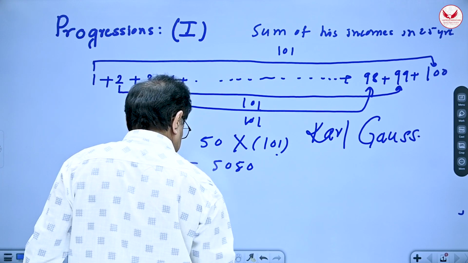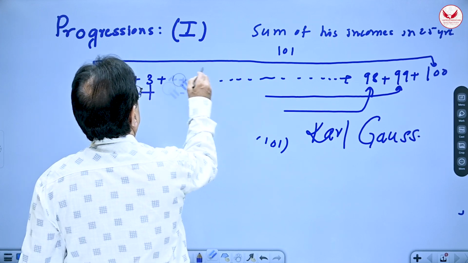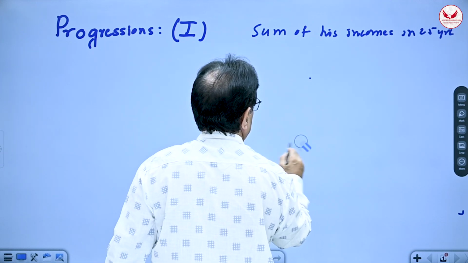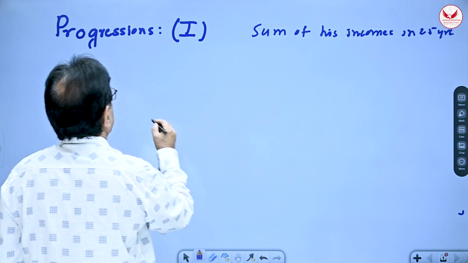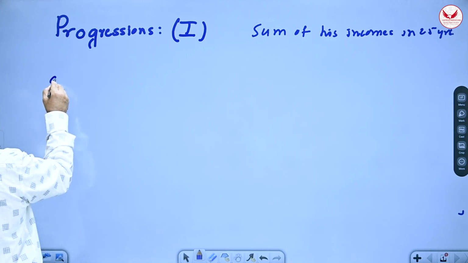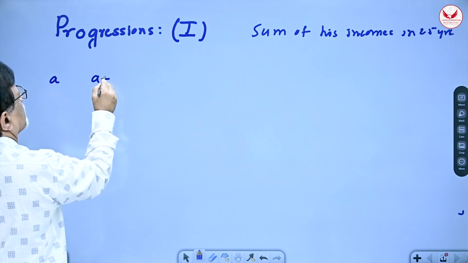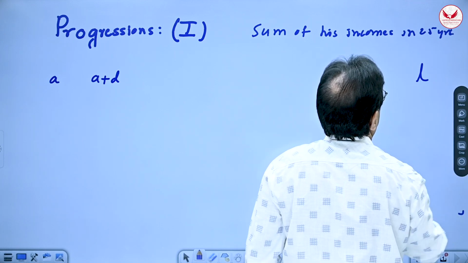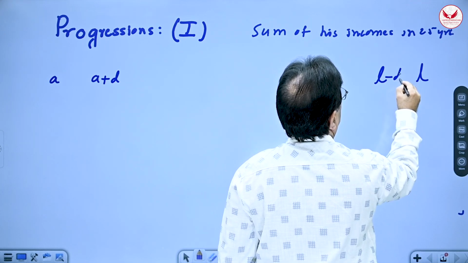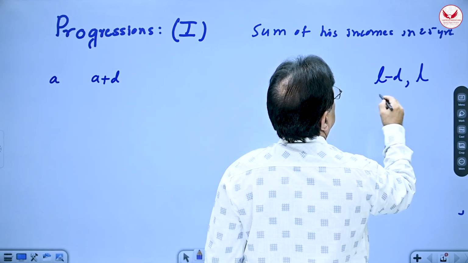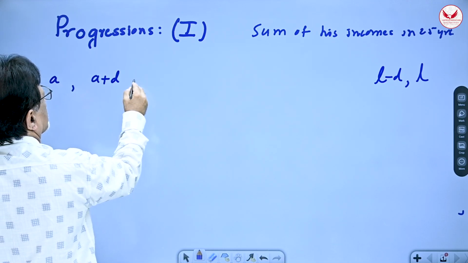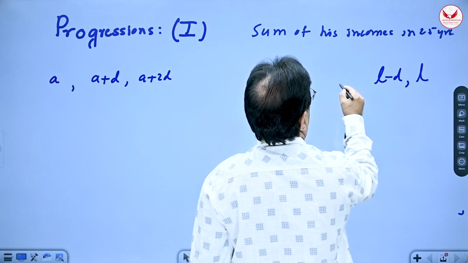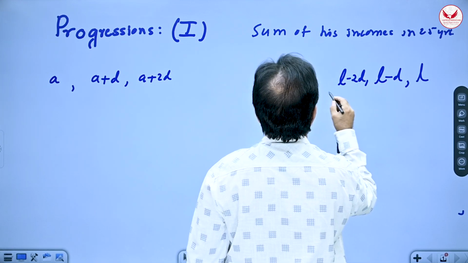Let us look at it like this. Let us write our arithmetic progression in the general form. That means the first number of this arithmetic progression is A. What is the second term? You have to add D. Now, let us call the last term L. What is the previous number? It will be L minus D. So this is A plus D. Now, if you take the next number, it is A plus 2D. And here, the third last number will be L minus 2D, isn't it?